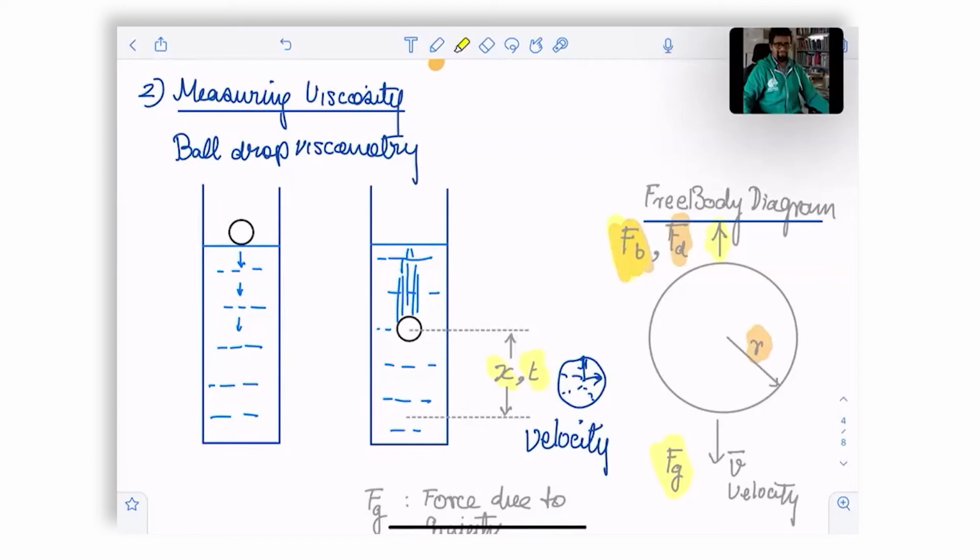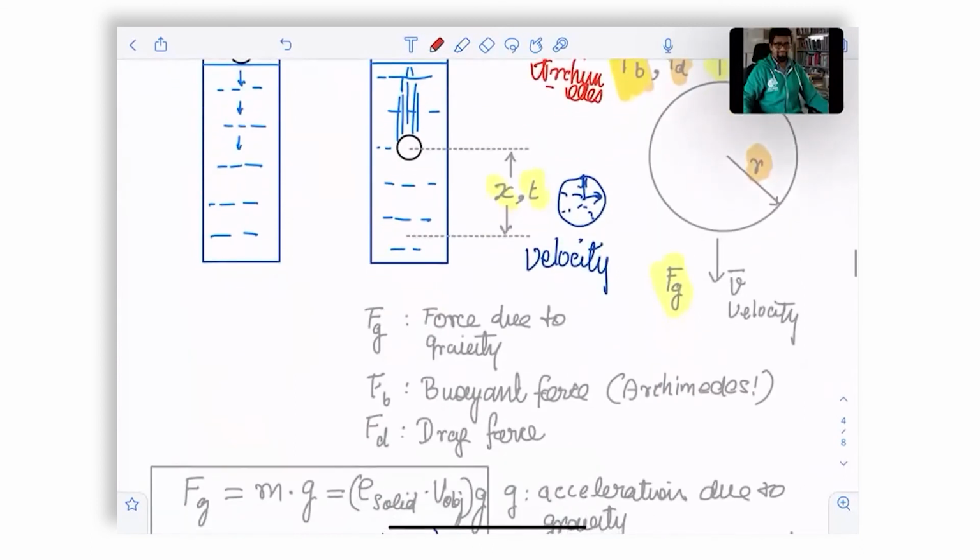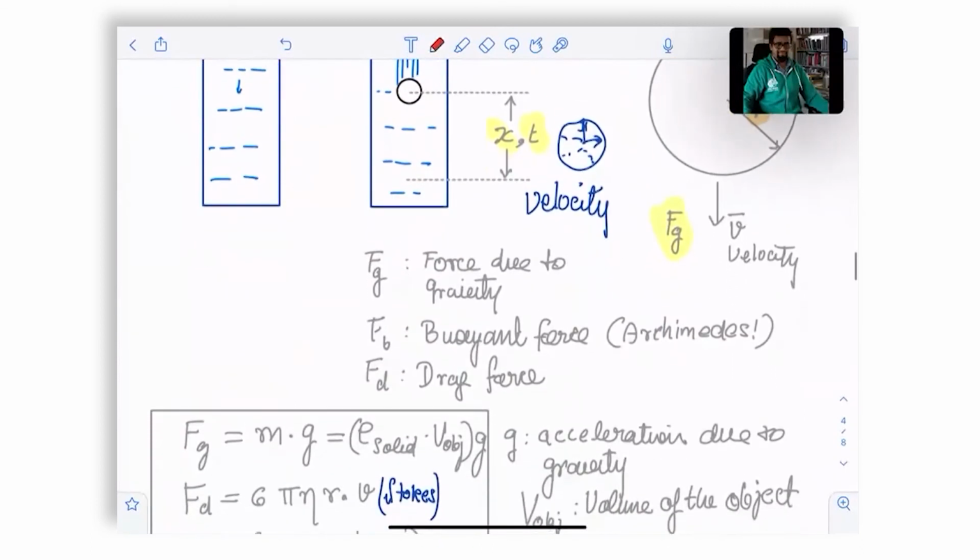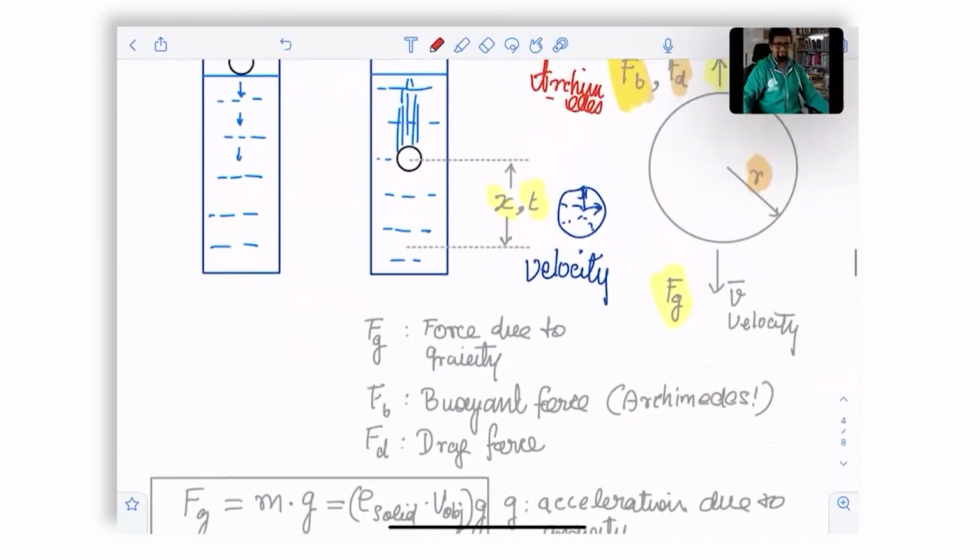Now, you remember, again, high school physics, Archimedes' principle. He demonstrated that depending on the volume displaced by an object, the fluid will exert an upward force on it. And so now you have two upward forces, one downward force, and if they are equal, then the force due to gravity is equal to the summation of the buoyant force and the drag force.